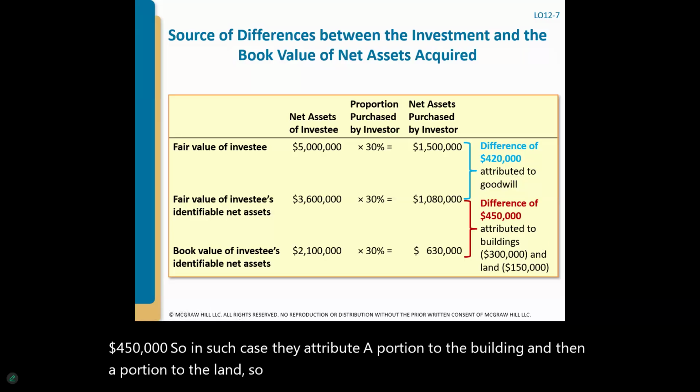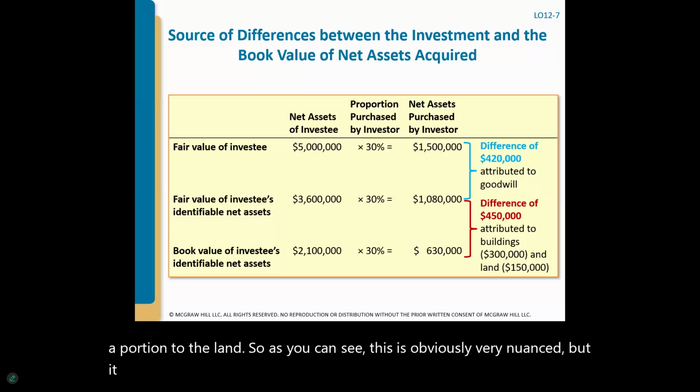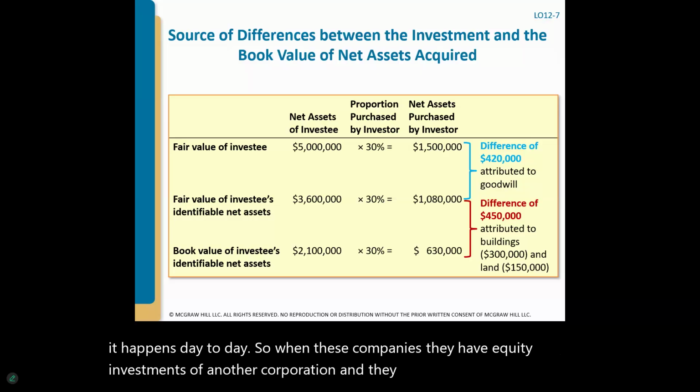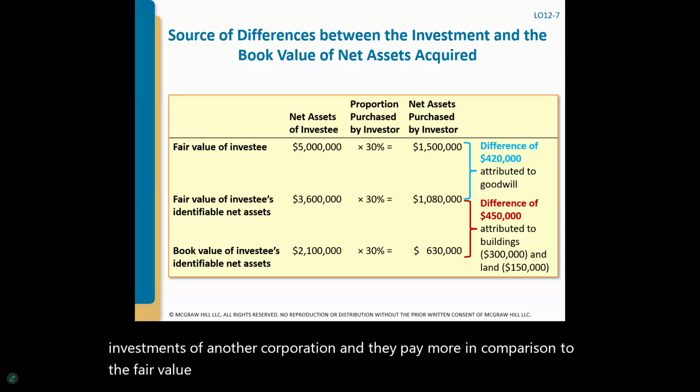As you can see, this is obviously very nuanced, but it happens day to day. When these companies have equity investments in another corporation and they pay more in comparison to the fair value and the book value of the company's assets, these are the adjustments that need to be made.